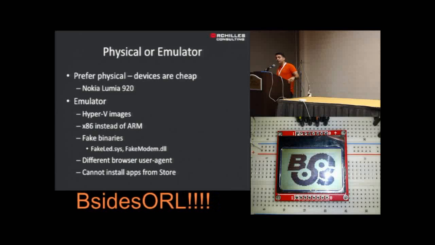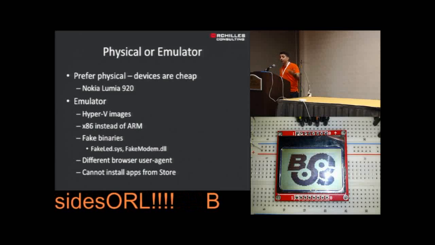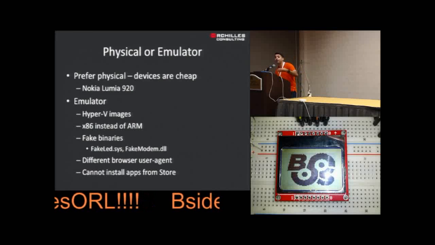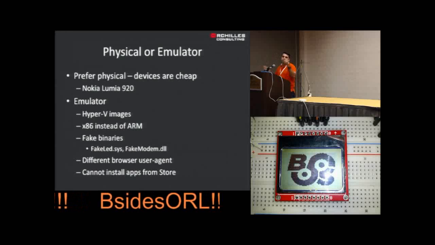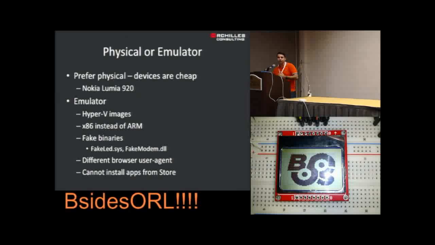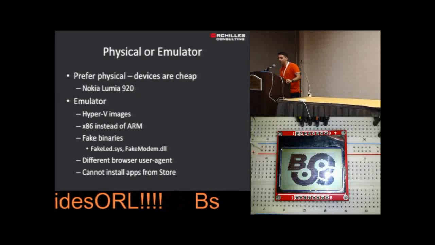We know that. Instead of using ARM architecture, it's going to use x86. So even if you do find a vulnerability for it, and you write this awesome exploit that works on your emulator, that exploit is not going to work on the phone because the phone uses a different hardware architecture, right?